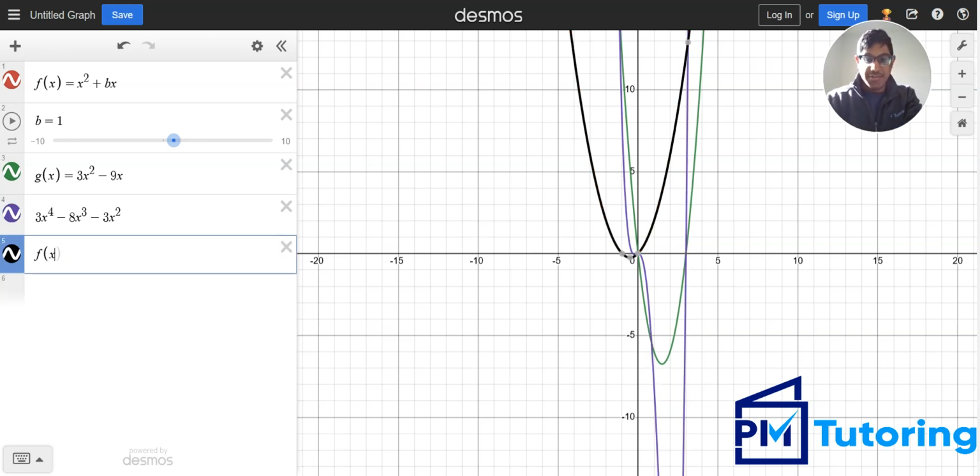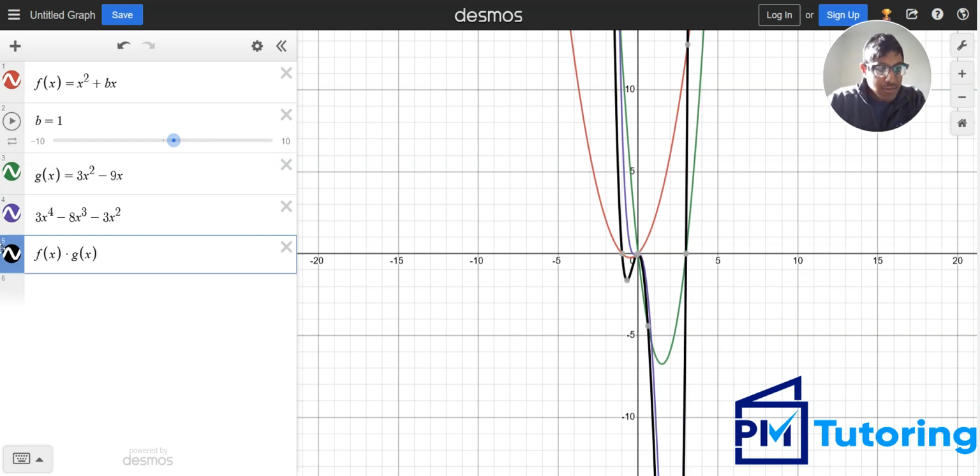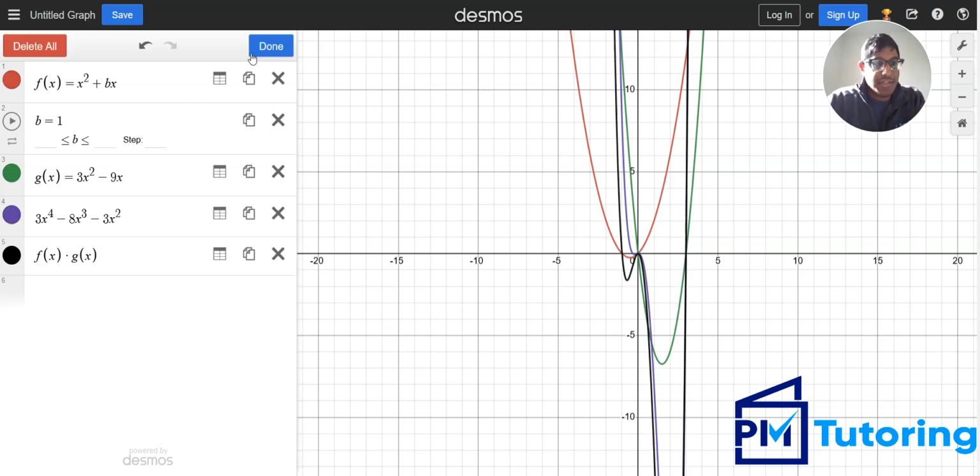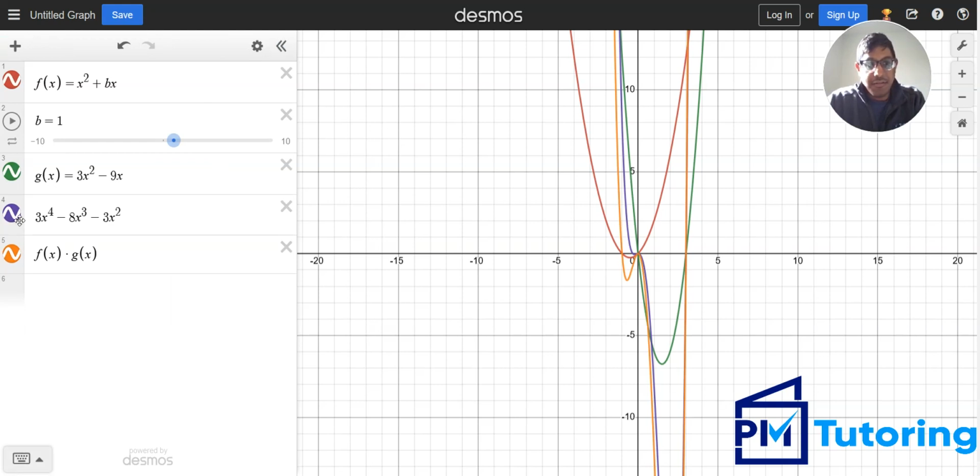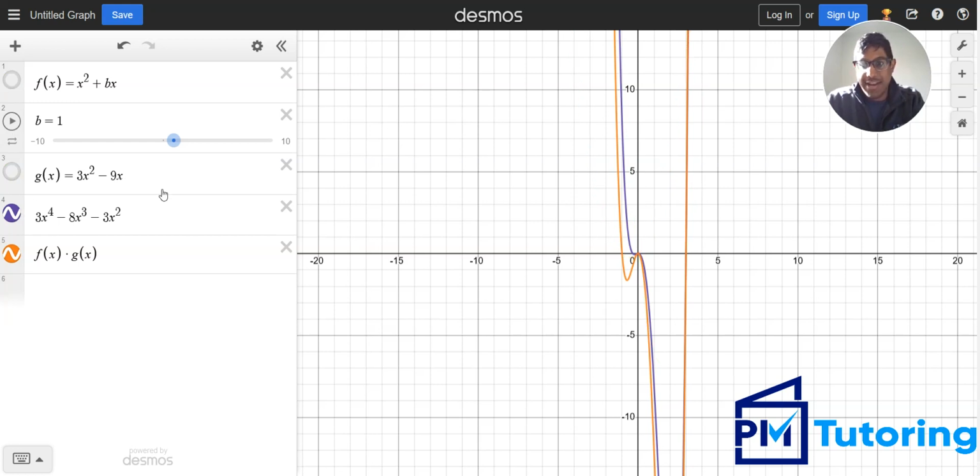So now what we can do is just do f of x times g of x. And that's going to be this black line over here. I'm going to change that just to make the color easier to tell apart. Let's go with orange, sticks apart. So we want the orange graph to basically overlap the purple graph. So now what we can do is just hide the green and red because it's really just these two that we care about, then play around with our values of b until we overlap. So, okay, that's not getting closer.